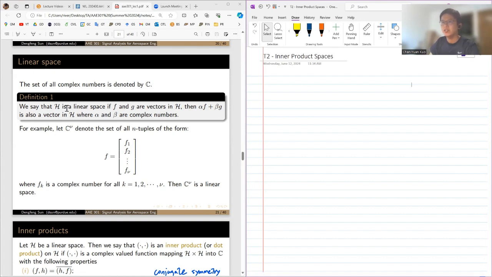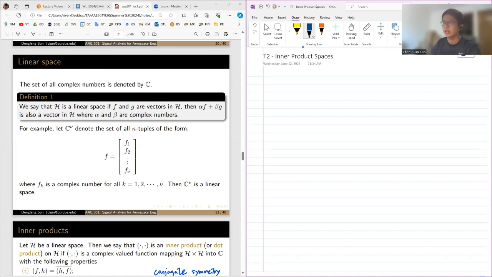We say that H is a linear space if F and G are vectors in H, then any linear combination of F and G is also a vector in H, where alpha and beta are complex numbers. So essentially, this means that if the set H is a linear space, then if you take any two vectors from the set H, any linear combination of these two vectors will also be in this set H.